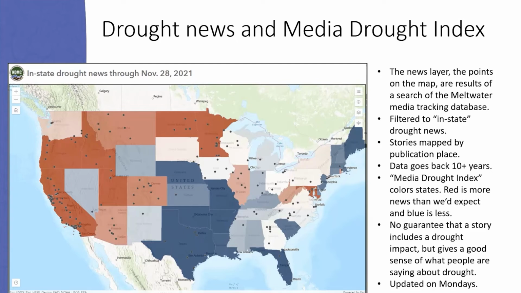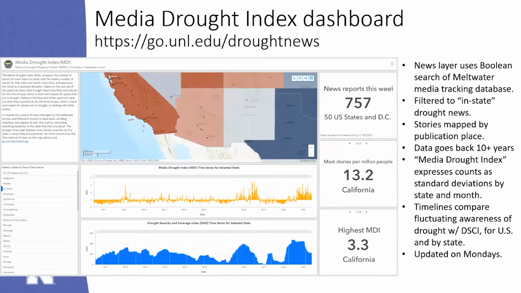And this is a week's worth of drought news across the country. And then the colors on the map are the media drought index, where the red is more than you'd expect and the blue is less than you would expect, based on about 10 years of data for a given state and month. So in other words, there's always more drought news in California than, for example, Wyoming. But if you standardize it for that state, it tells a more interesting story.